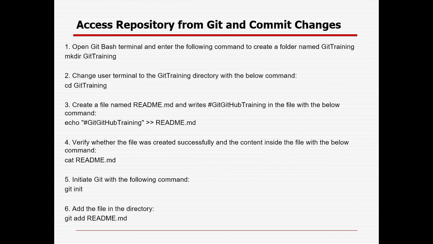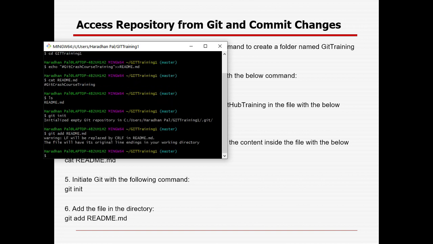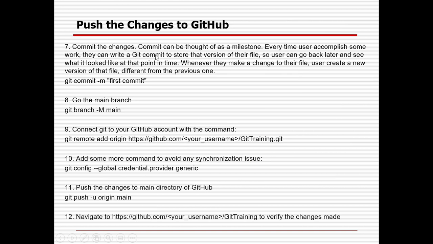So I will be using git add and the file name, exactly readme.md. After that I need to commit the changes. So here you can see commit the changes. A commit can be thought of as a milestone. Every time a user accomplishes some work, they can write git commit to store that version of their file, so the user can go back later and see what it looked like at that point in time.